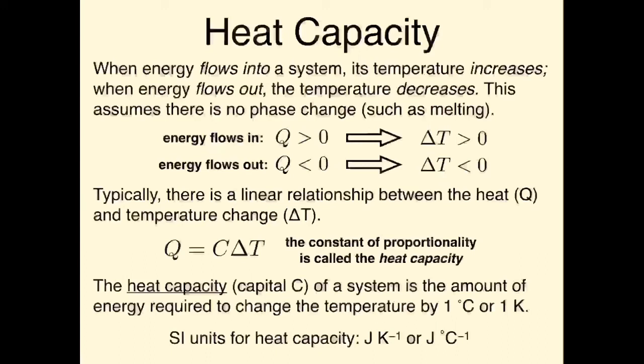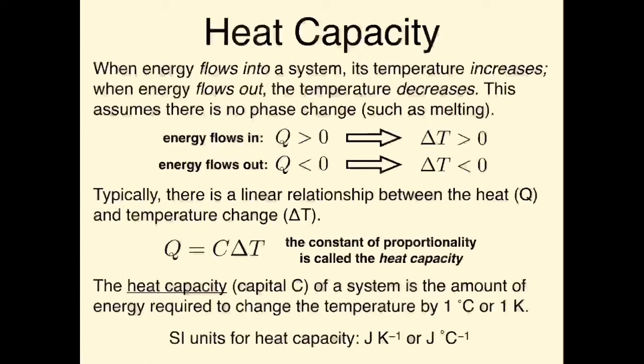Now, there's one little caveat to this. We're assuming there's no phase change happening. In other words, nothing is melting or freezing or boiling, just no change in phase. But as long as that's the case, if we have a positive Q, that means energy is flowing in, then we have a positive delta T, the temperature is increasing. If we have a negative Q, again, that means energy is flowing out, that implies that the temperature is decreasing. So that's pretty straightforward to understand conceptually.